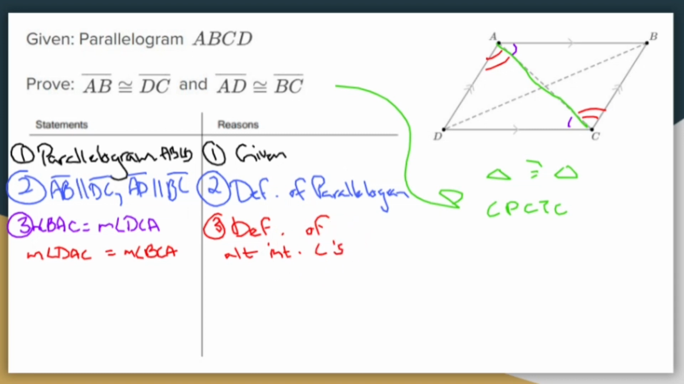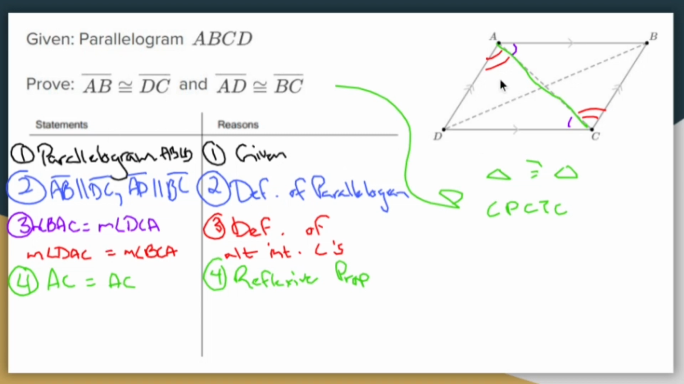All right. So I have two angles and I need the included side. So the included side is literally a side that's being shared. We could say that AC is equal to AC, and that's the reflexive property. Whenever you say something is equal to itself, it's always the reflexive property.